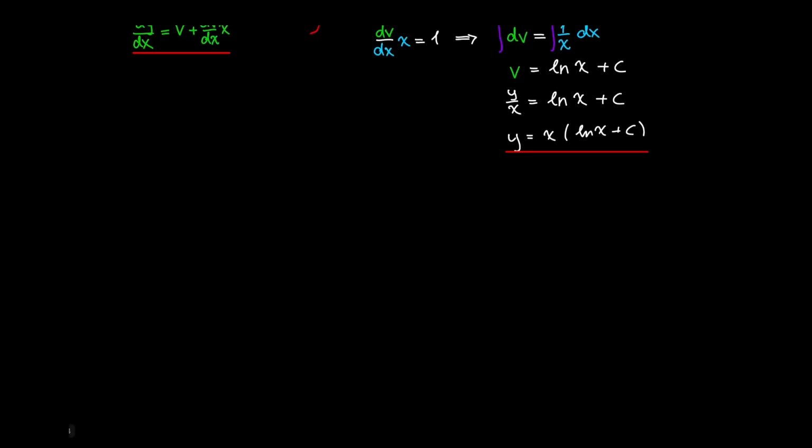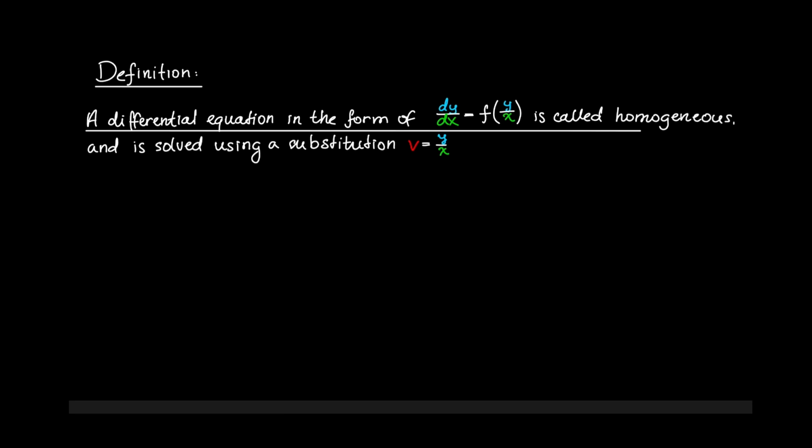So now that we know how it works, let's quickly write down the definition. The definition states that a differential equation in the form of dy over dx equals to f of y over x is called homogeneous. And we solve it using a substitution v equals to y over x.